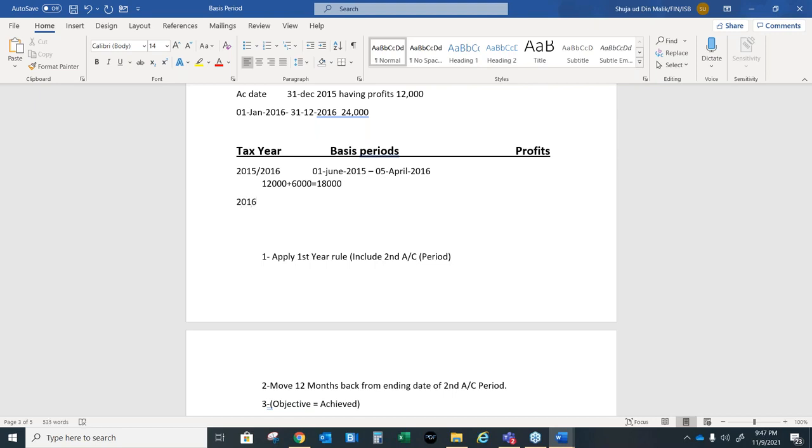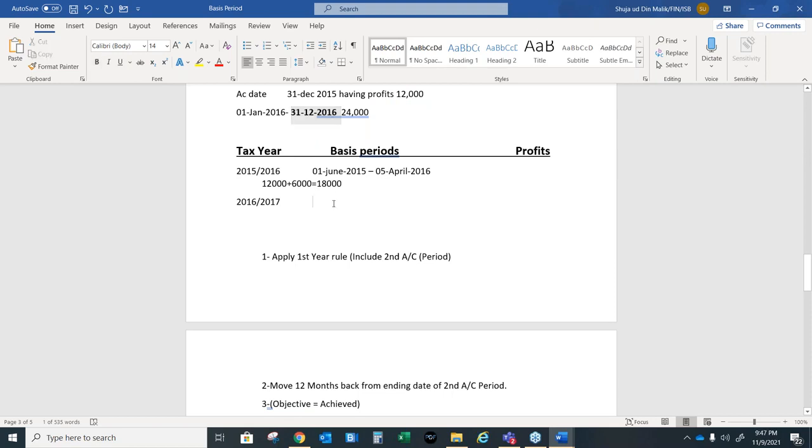The next tax year will be 2016, 2017. Now whenever you have a single tax year involved, and you have to achieve your objective, you will be preparing your second basis period ending on the ending date of the second accounting period. The ending date of the second accounting period, here I am highlighting it, is 31st December 2016.